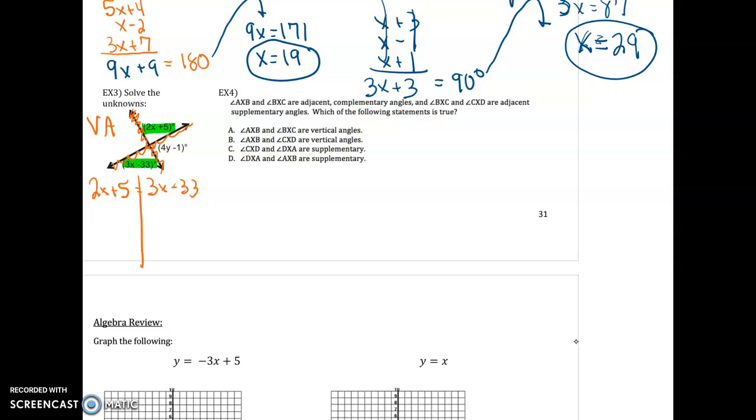So first I'm going to have this 2x move over to the 3x by subtracting it, and that gives me 1x, or x. And now to get x alone, I'm going to add 33 over, and that makes x worth 38. Now that I have x, I can use it to do another pair of angle relationships.